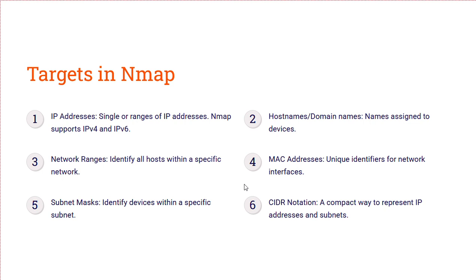Another thing is network ranges. That is, you have a specific range of hosts, let's say a specific range of IP addresses on a network that you want Nmap to scan for you. You can also specify it in a range form.